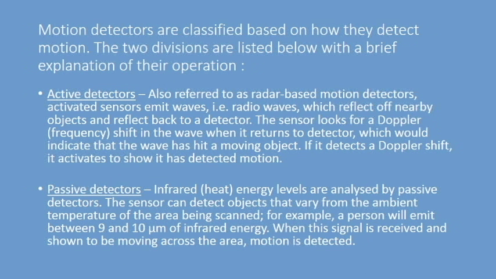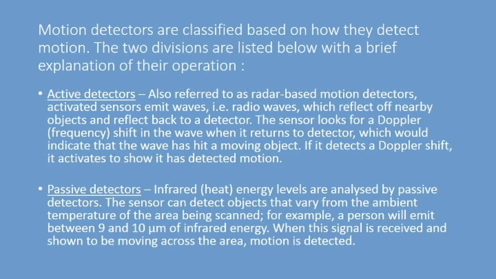Motion detectors are classified based on how they detect motion. The two divisions are listed below with a brief explanation of their operation. Active detectors, also referred to as radar-based motion detectors, emit waves, that is radio waves, which reflect off nearby objects and reflect back to a detector. The sensor looks for a Doppler frequency shift in the wave when it returns to the detector, which would indicate that the wave has hit a moving object. If it detects a Doppler shift, it activates to show it has detected motion.